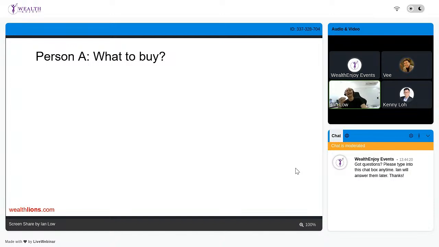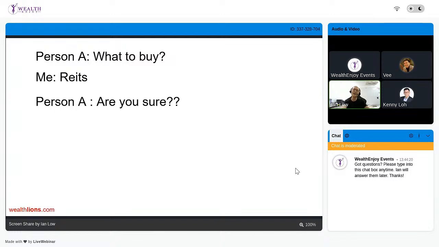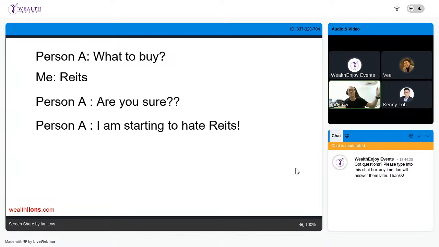Now, typically, this is what I went through recently. Person A asked me, "What to buy, Ian?" For me, REITs. Are you sure? Are you sure? I'm starting to hate REITs. I can understand. REITs have fallen so badly over the past few years, and it was once a darling of Singapore investors. Now there are people who hate REITs, they can't bear them, and can't see themselves buying into REITs now.